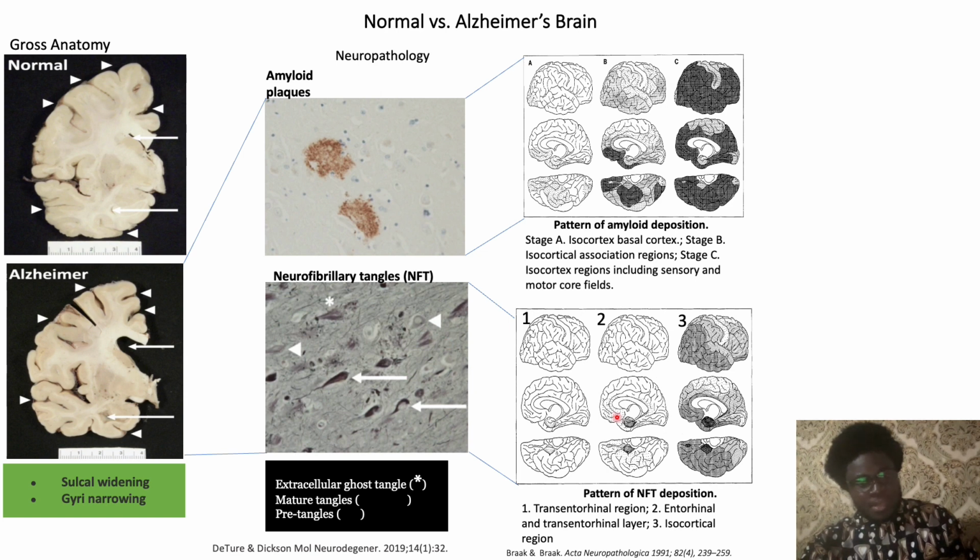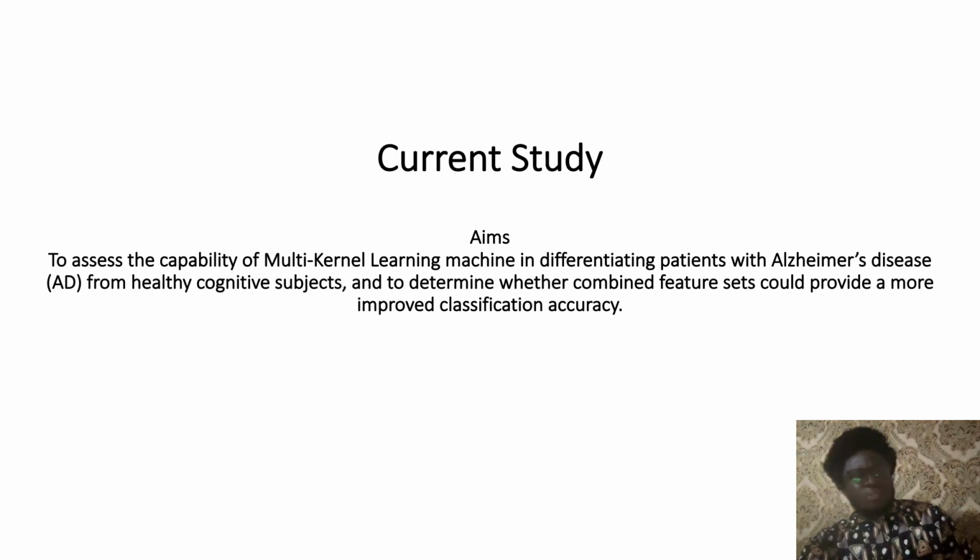In this case, they start from the transentorhinal region of the brain, where they then tend to propagate along this region deeper to affect the other layers of the entorhinal and then the transentorhinal layer. And then in the severe stage, they move on to the isocortical region. So these plaques can propagate in various forms. For instance, you have the pretangles, the mature tangles, and the extracellular ghost tangles, which tend to propagate along these structures of the brain. So what is the focus of our study?